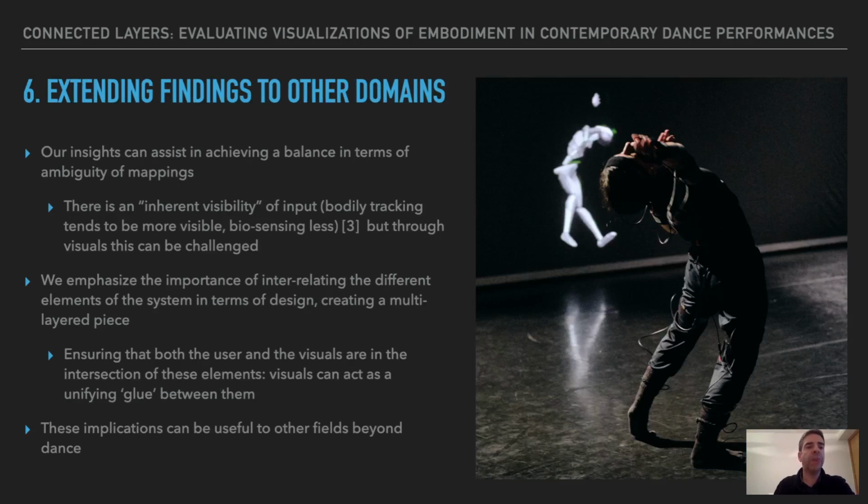6. Extending findings to other domains. Our insights can assist in achieving a balance in terms of ambiguity of mappings. There is an inherent visibility of input. Bodily tracking tends to be more visible, biosensing less, but through visuals this can be challenged. We emphasize the importance of interrelating the different elements of the system in terms of design, creating a multi-layered piece, ensuring that both the user and the visuals are in the intersection of these elements. Visuals can act as a unifying glue between them. These implications can be useful to other fields beyond dance.